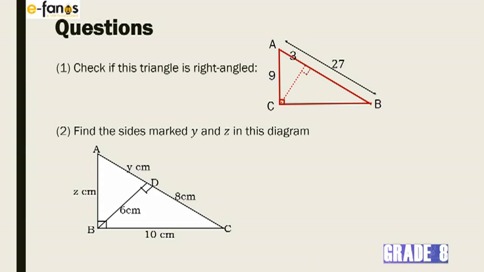Here are the answers. For number 1, we need to check if 9 squared equals 3 times 27. So if 81 equals 81, yes, it does. So yes, the triangle is right-angled.